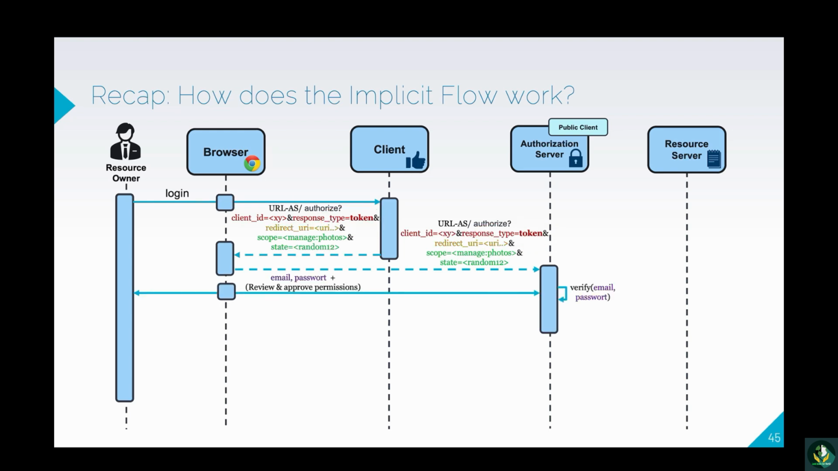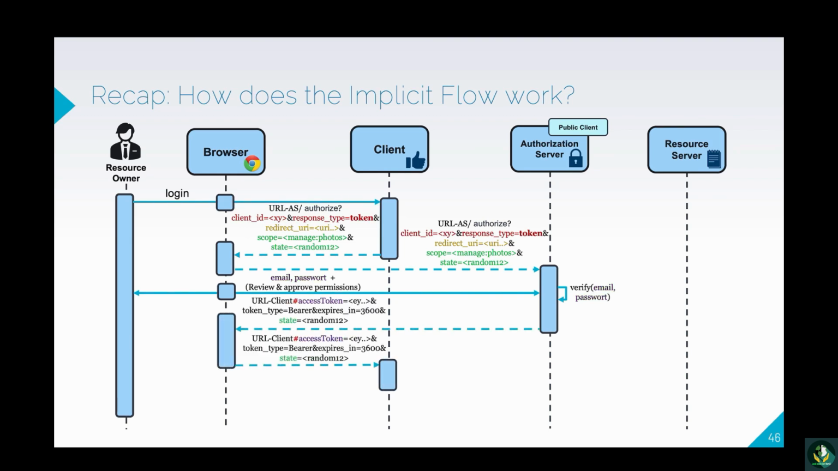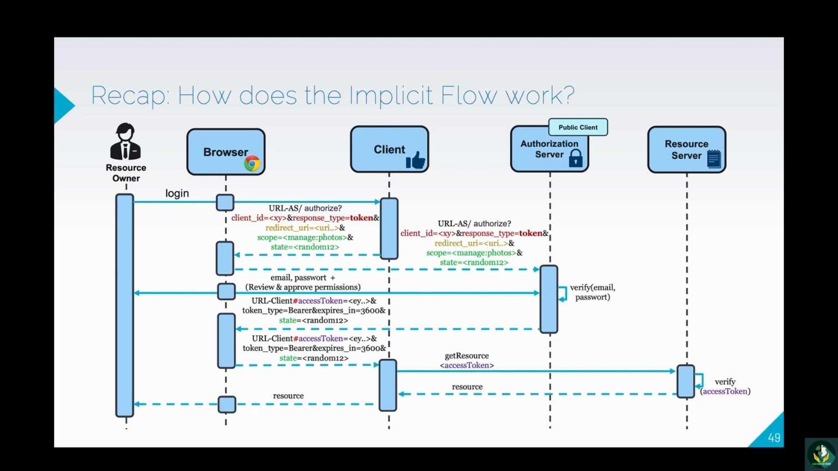The resource owner authenticates with the authorization server, and if applicable, reviews and approves the requested scopes. After successful authentication, the authorization server creates an access token, packages it into the redirect URI as a URI fragment identifier along with additional parameters, and redirects the resource owner back to the client through the browser. The client then uses the access token to access resources on behalf of the resource owner from the resource server. Finally, the resource server verifies the access token and, if valid, provides the requested resources to the client.